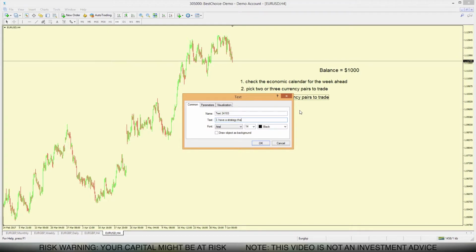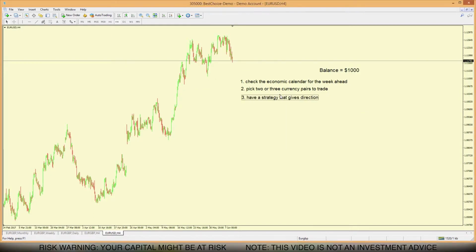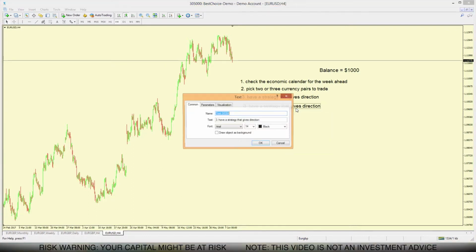Have a strategy that gives direction. Alright. And then you need, of course, the execution of a sound money management plan for your trading. Now, in binary options, you have a very interesting situation because the binary options industry offers you 79%, 75%, 80%, 90% even in some cases rate of return for your investment.